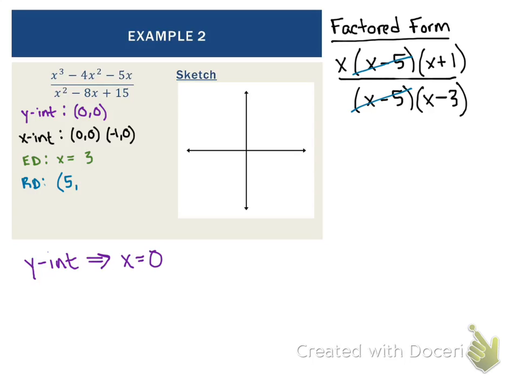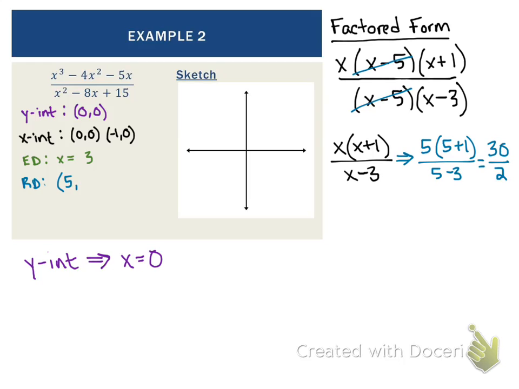Then the removable discontinuities, this time we do have some factors that cancel. It's x minus 5. So positive 5 would be the x value of the removable discontinuity. Now the removable discontinuity is graphed as an open point. So in order to find the y value of that point, we need to take our value of 5 and plug it into the simplified version of the function. So here's the simplified version of the function. It's what's left over after we remove the common factor. And then we'll plug in our value of 5 for x. That gives us 30 over 2. So the y value of our removable discontinuity is 15.